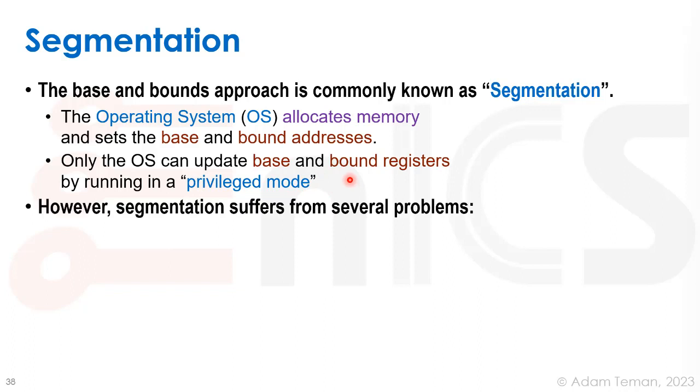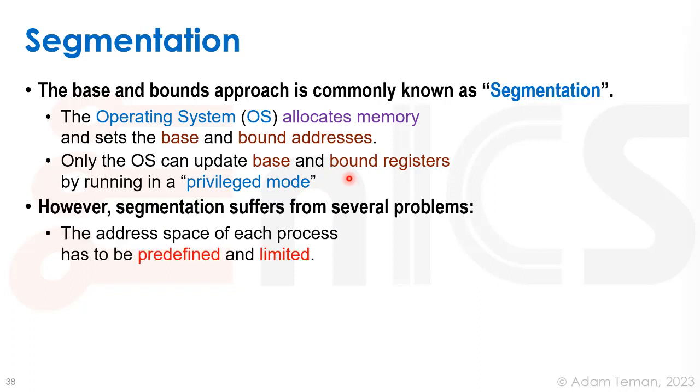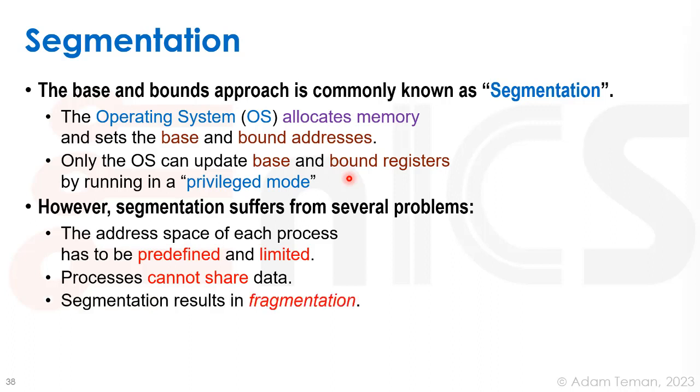But segmentation suffers from several problems. The address space of each process has to be predefined and limited, and that's not something that we want. We can't do things in a bubble; we have to know exactly what we're going to run and so forth. The second thing is that processes cannot share data. They are completely separated from each other, because if we go out of bounds, we get a segmentation fault. And one of the biggest problems is that segmentation results in fragmentation.